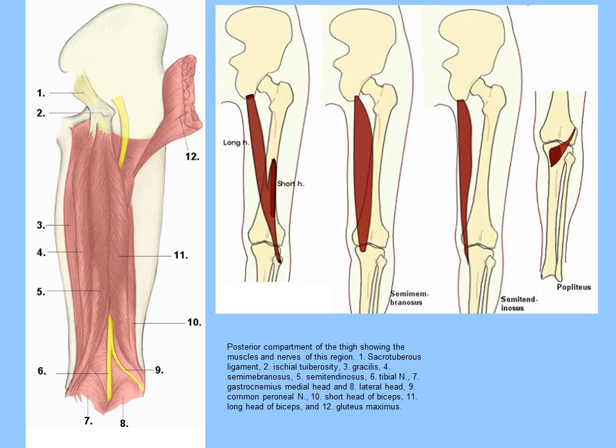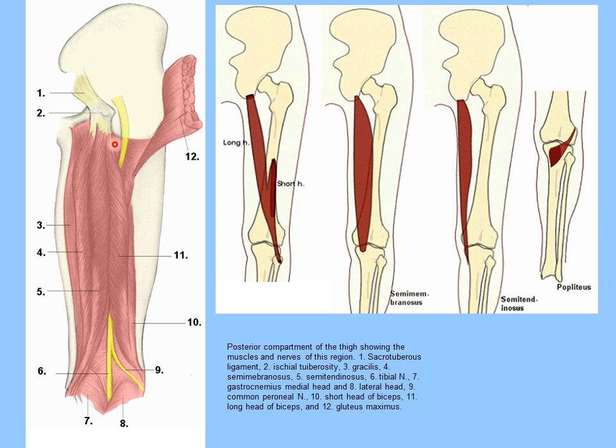In looking at the muscles of the posterior compartment, these are going to be muscles that not only flex the knee, but extend the hip. The first muscle is the biceps femoris. This is the lateral hamstring, if you will. The biceps femoris has two heads, a long head, which is innervated by the tibial nerve, and the short head, which is innervated by the common peroneal nerve.